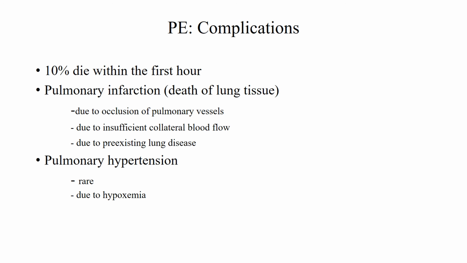So remember, in pulmonary embolism, there is occlusion of pulmonary circulation. So there's not enough blood going into the lungs. There's occlusion of pulmonary vessels. It is due to insufficient collateral blood flow, due to pre-existing lung conditions. So there could be pulmonary infarction or death of the lung tissue. And there could also be pulmonary hypertension due to hypoxemia.